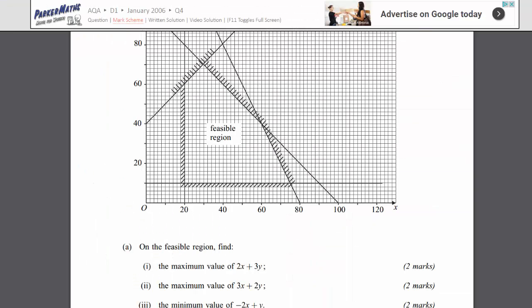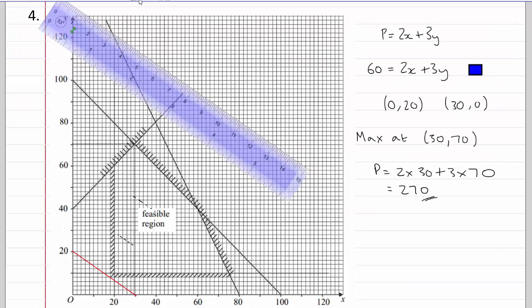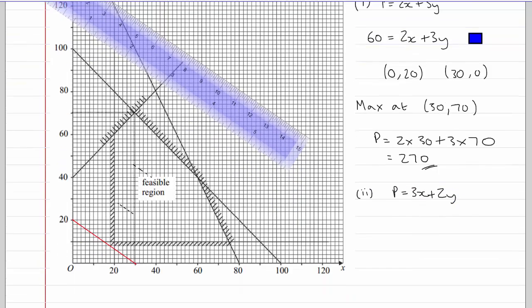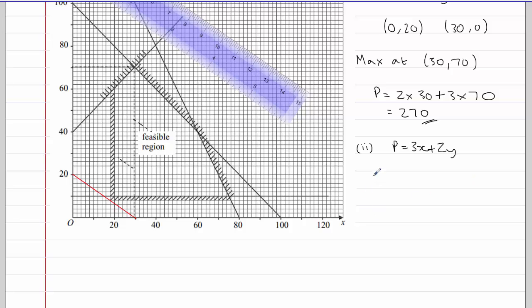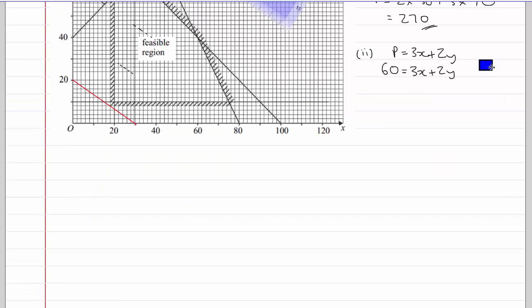Okay, next up we're going to do 3x plus 2y. Very similar function to what we've got above, so a sensible choice would again be 60. Using the cover-up method again, when x is 0, we would get y equals 30. And when y is 0, we get x equals 20.